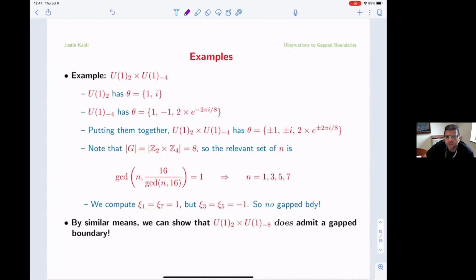Justin? And yeah. Do other values of n have any meaning if you compute psi n for other values of n which don't satisfy this GCD condition? Is there any pattern?